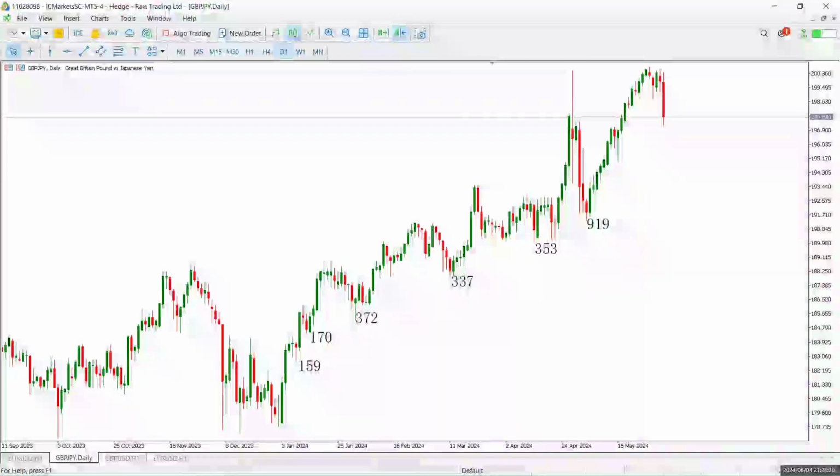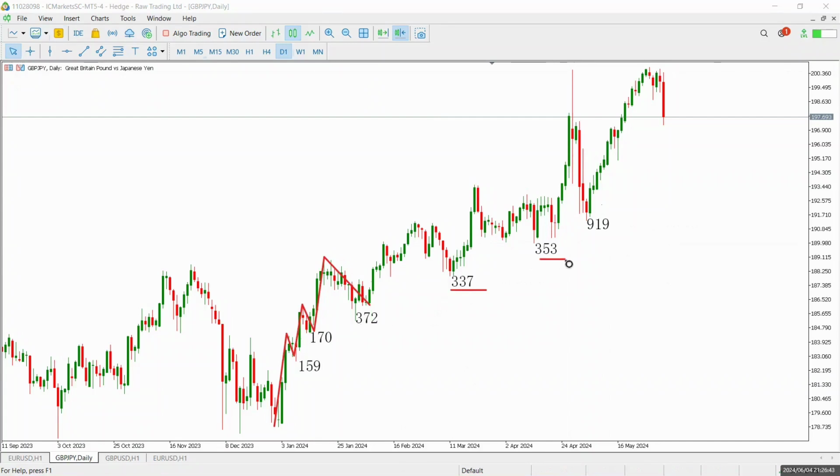Okay, so now let's go ahead and read the fractals. We can see price start on small fractals of 159, then went and established 170. Then we can see price establish 372. After 372, these are smaller fractals, smaller than 372. But eventually price went and established a structure at 919.